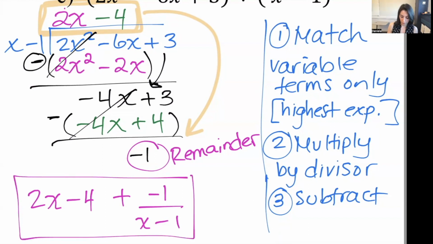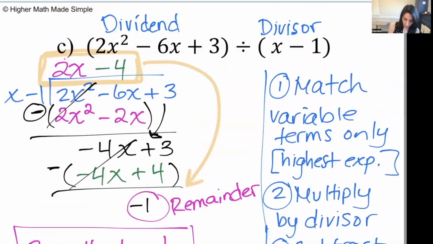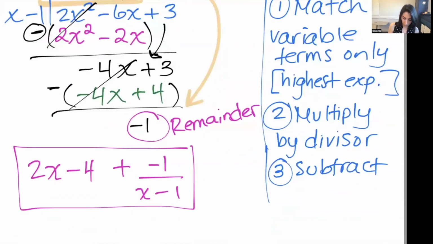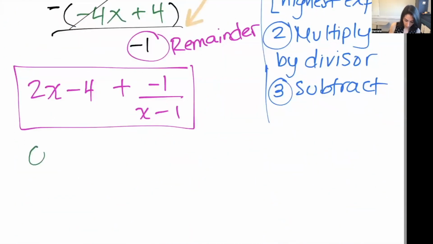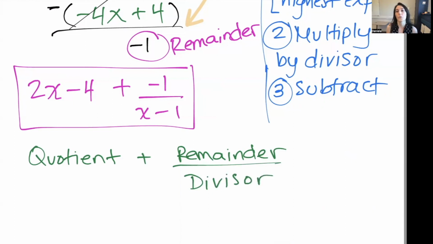Okay, so if you want me to write out everything, right? So the final answer is going to be, the quote unquote answer, right? The result that we get when we do the division is called the quotient, right? So 2x minus 4 is called the quotient. So you're going to do in general now the quotient plus the remainder, what's left over the divisor, right? So that is how we write the final term or the final answer.